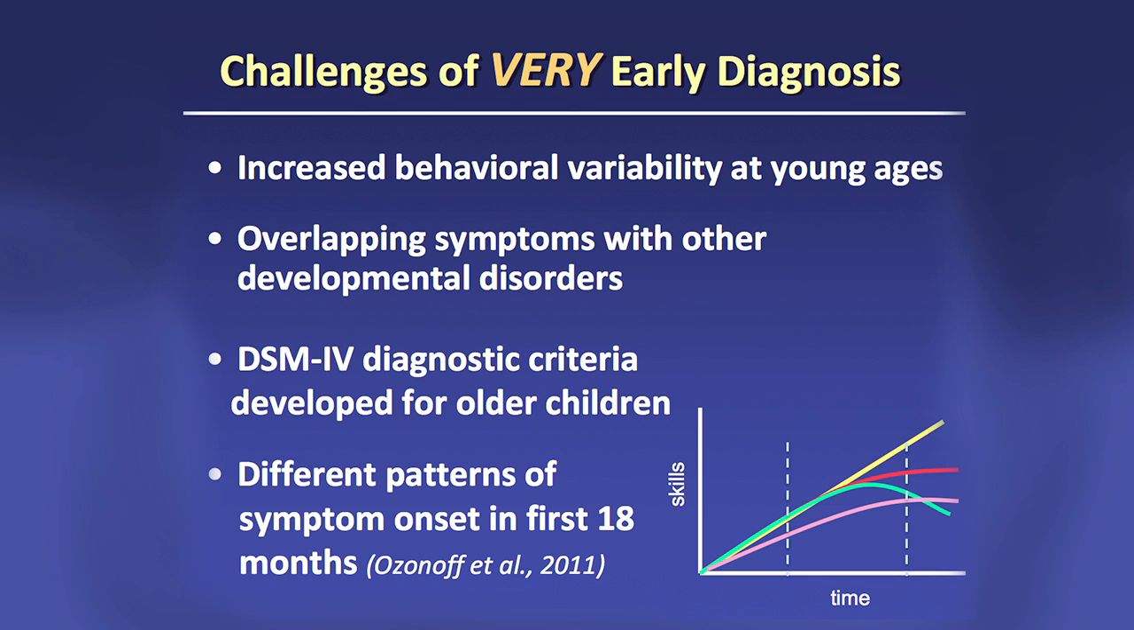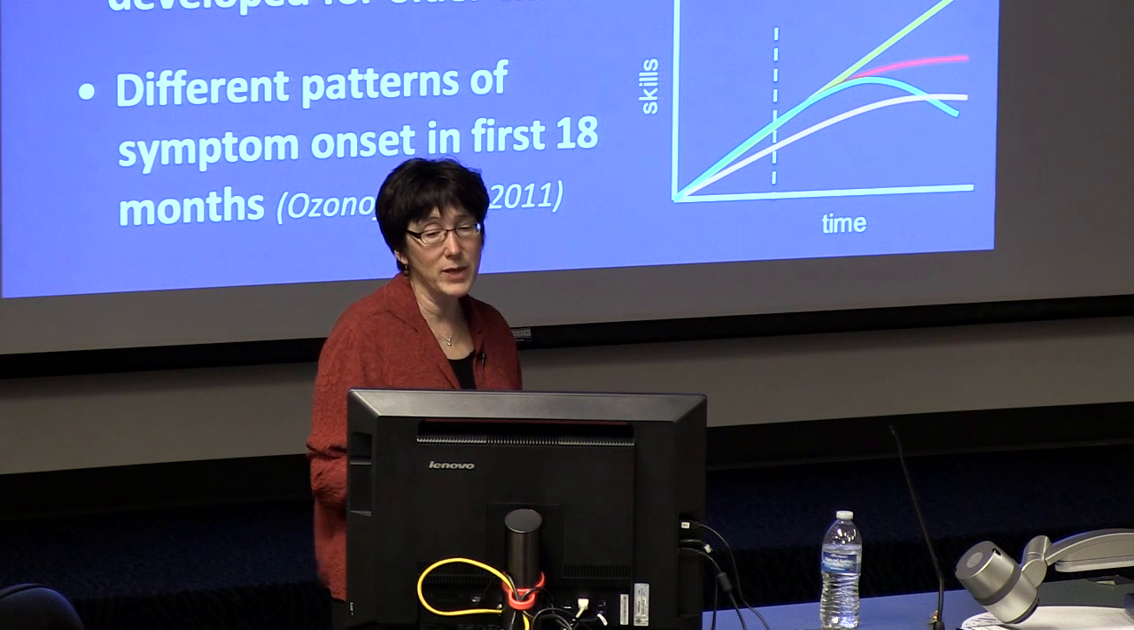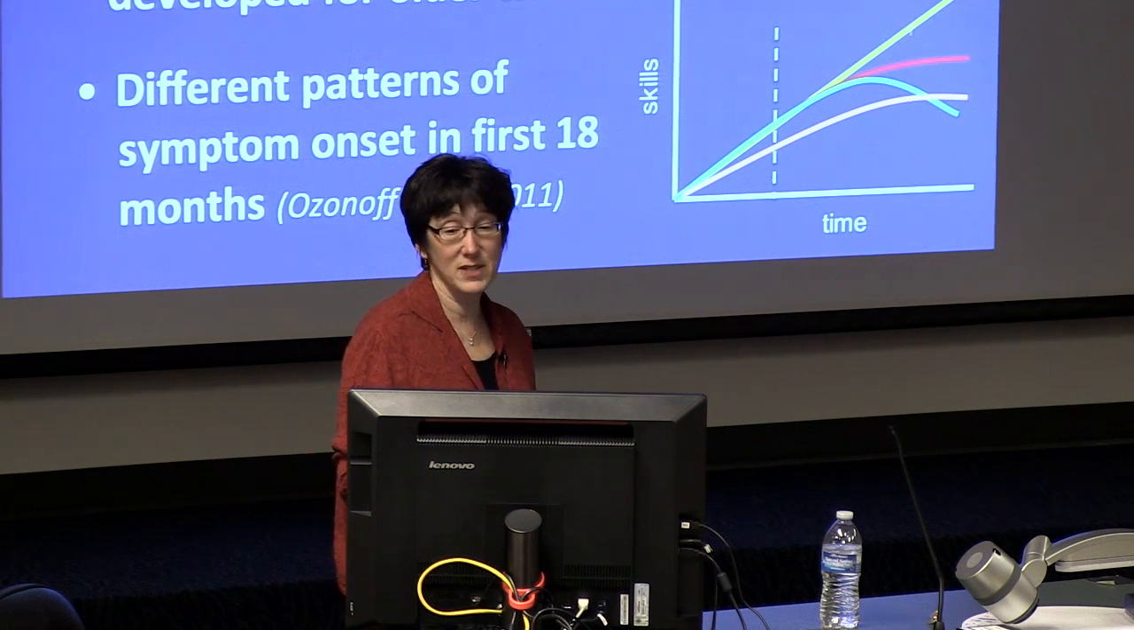Okay, so this is the typical one. So some children with autism show typical development, but then it kind of plateaus, so it doesn't keep pace. They have typical development and then seem to lose skills or show regression, or they may just be developing slowly from day one. So depending on when you look at these children, you're going to see different things.